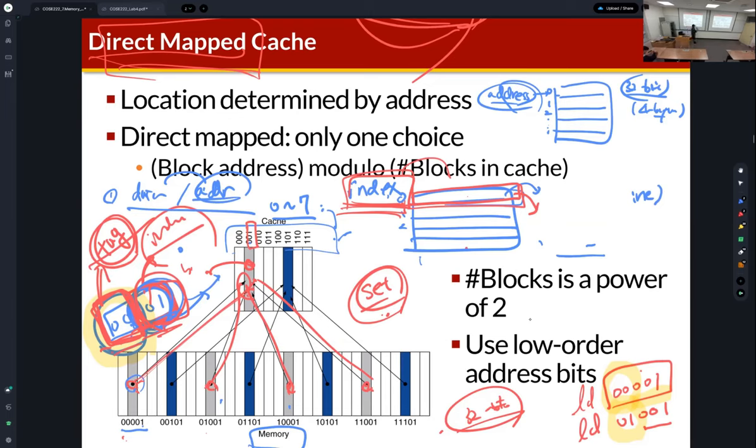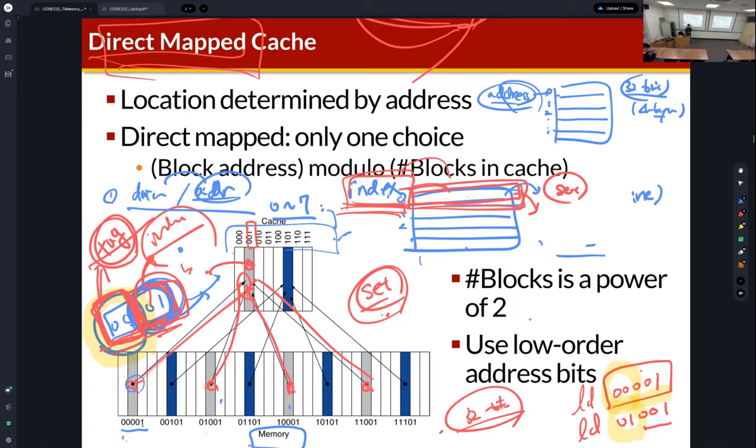So in the class, I just explained some terminologies in the cache, like the block and line. The block and line have the same meaning. Also, I explained the index of the cache. The index is the address for the cache block. Actually, the index just references the set of the cache.